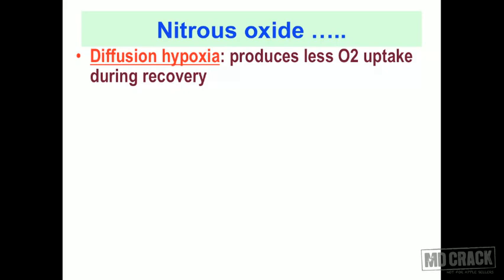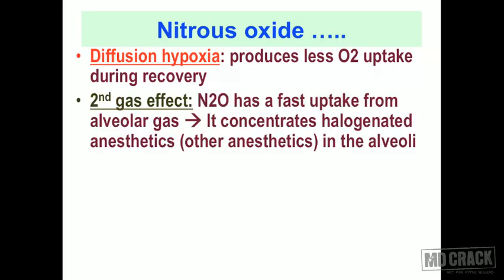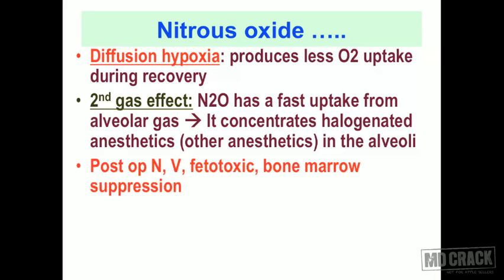What is the other effect? The other effect is a good effect, and it's called second gas effect. Nitrous oxide has a very fast uptake from the alveolar gas, and this is why it helps to concentrate the other halogenated anesthetics, the other anesthetic agents in the alveoli. Because the nitrous oxide is taken up fast from the alveolar gas, the other halogenated general anesthetics get a chance to get concentrated, and this is good, and this is called second gas effect.